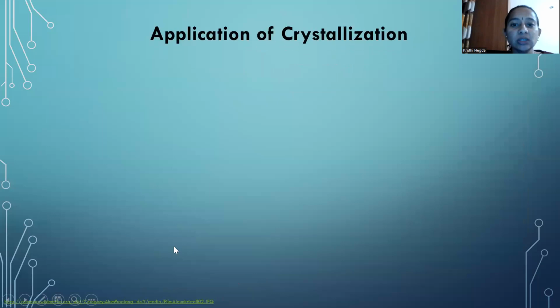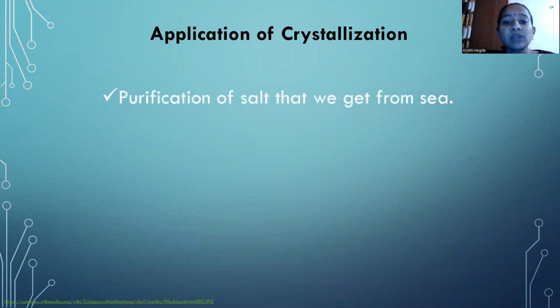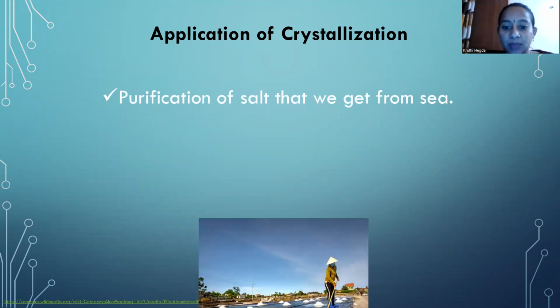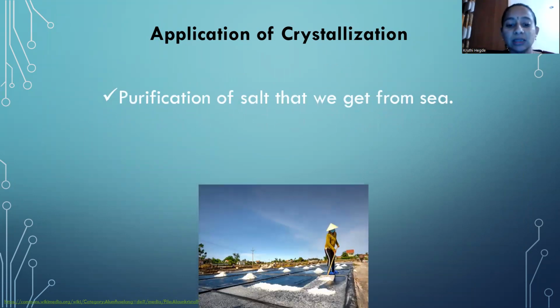crystallization images. Before going to the images of crystallization, what are the applications of this crystallization? It's not just to get pure salt from an impure one, as we have done for copper sulfate. It's also used for purification of salt that we get from the sea. This is how they do the evaporation process. After we get the salt, it is again sent for crystallization so that it is purified.